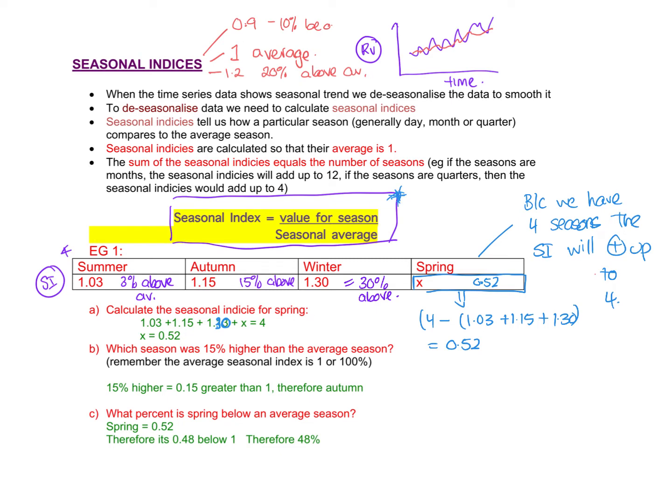Because spring is 0.52, it is actually 48% below average, because 1 minus 0.52 gives you 0.48. That's why they say spring is 48% below the average. It's how far you are away from 1. If you're above 1, you're above average. If you're below, how far below 1 you are is how far below average you are.